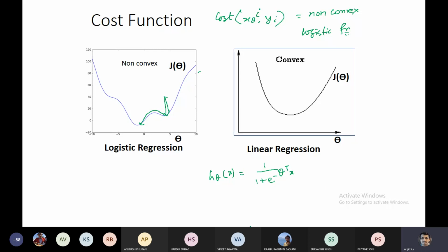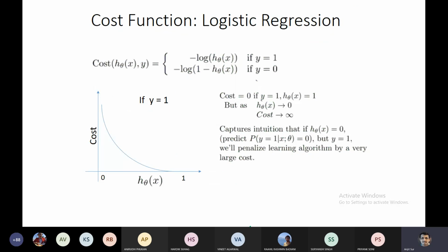So we do one thing: we change the cost function. Earlier, the cost function was just a squared sum, h theta xi minus yi squared, summation from i equal to 1 to m, and 1 by 2m. That was the first function for linear regression.